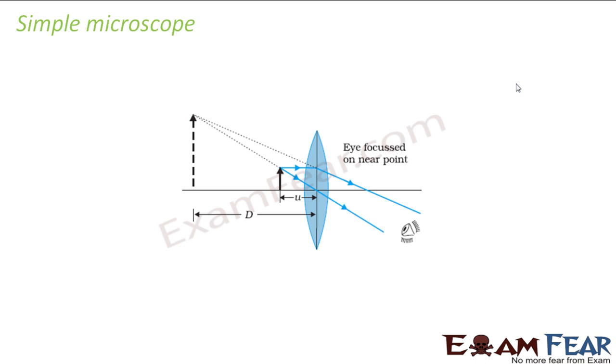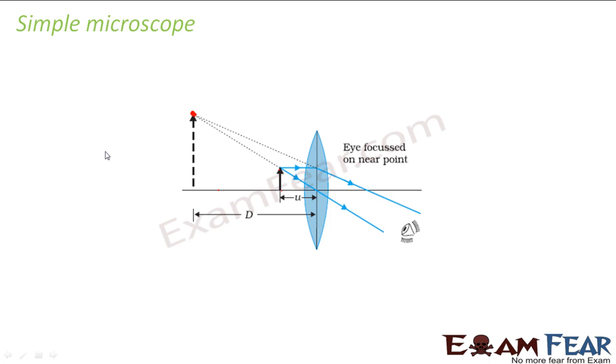I have already discussed this kind of image formation. If this is my object, a ray parallel to the principal axis, after refraction, passes through the focus. Another ray passing through the optical center goes undeviated. These two rays, if they go ahead, look like they are going away from each other. So if we join them backwards using these dotted lines, we see that they appear to meet at this point. This gives rise to a magnified erect image. So this was the simple microscope.